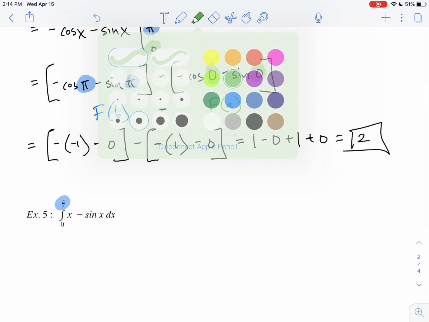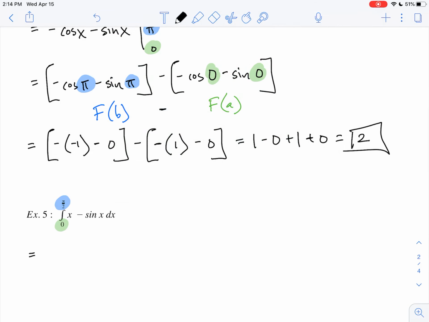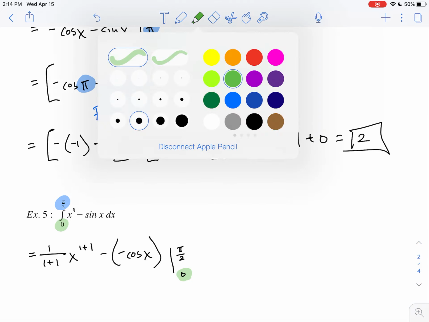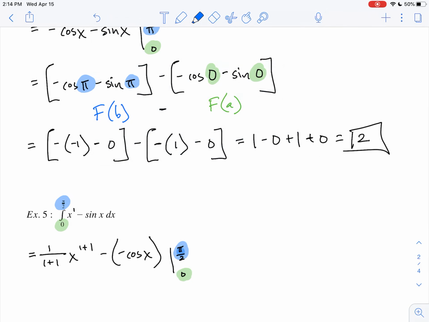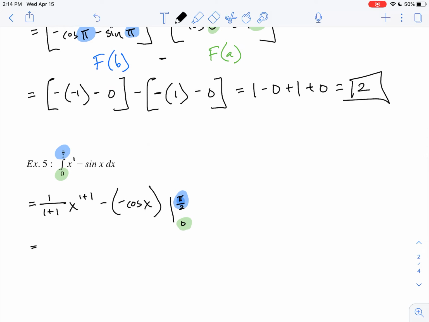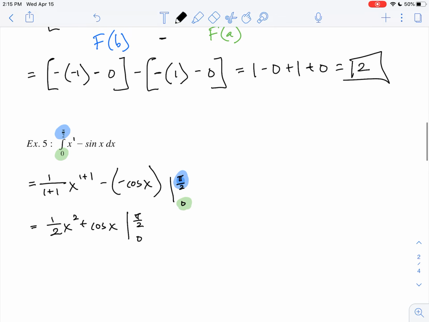All right, example number 5. So I also do not need a plus c because I've got some bounds here. I've got a top bound of pi over 2 and a bottom bound of 0. So let's take our antiderivative. X is to the power of 1, so 1 over 1 plus 1, x to the 1 plus 1, minus the derivative of sine is going to give me negative cosine x. Drop the bar, pi over 2, and 0. Okay. Let's clean this up a little bit before we plug in bounds. 1 half x squared plus cosine x looks a lot better.